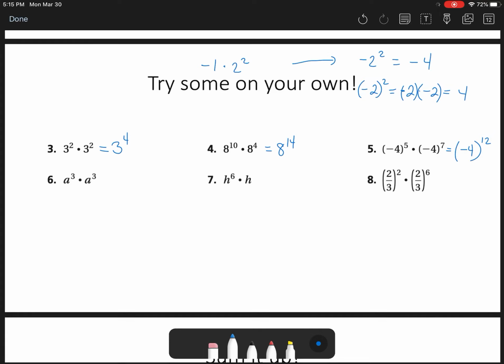Next on number 6, this should be a to the 6th. Number 7, notice it doesn't look like we have an exponent on that h, but what's really there if we don't see it? If you said a 1, you are correct. So h to the 7th power. And number 8, 2/3 to the 8th power. So pretty simple. You're just adding the exponents every time. Again, all you have to make sure is that you have the same base, and then you can add your exponents.